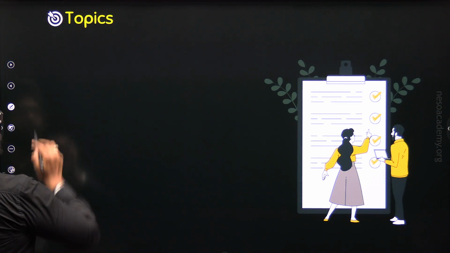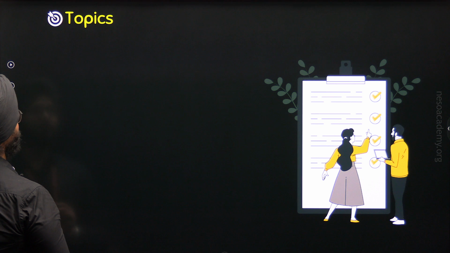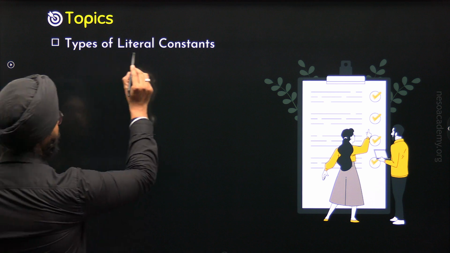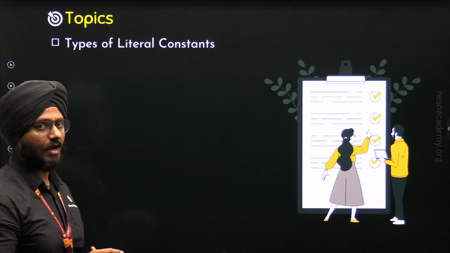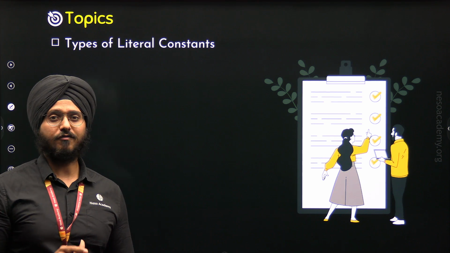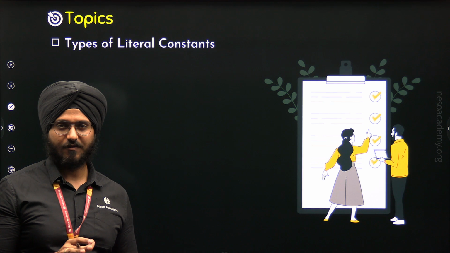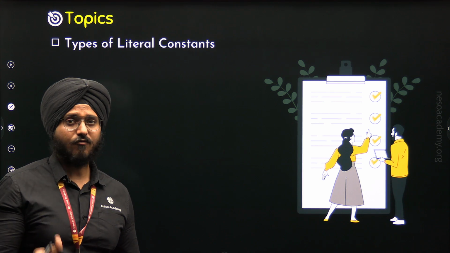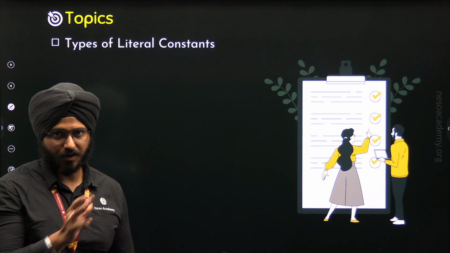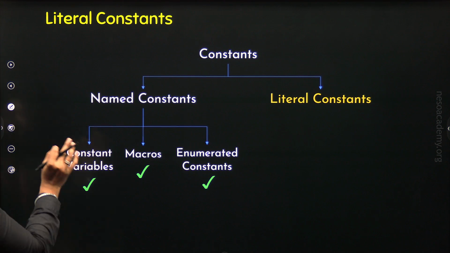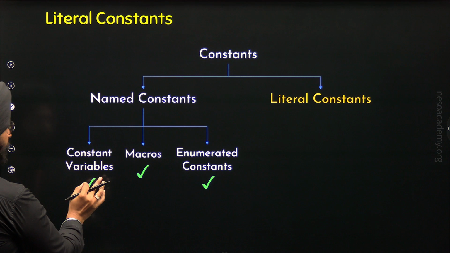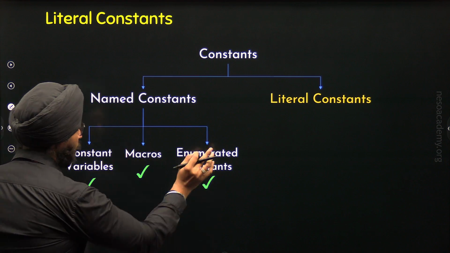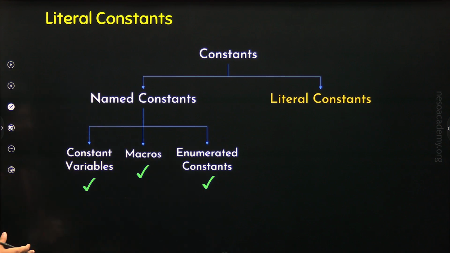There is only one topic in this lecture, and the name of the topic is Types of Literal Constants. So let's proceed further and understand what different types of literal constants we have. But before that, I want to remind you of one thing. We have already covered different types of named constants. We learned constant variables, macros, and enumerated constants in our previous lectures.